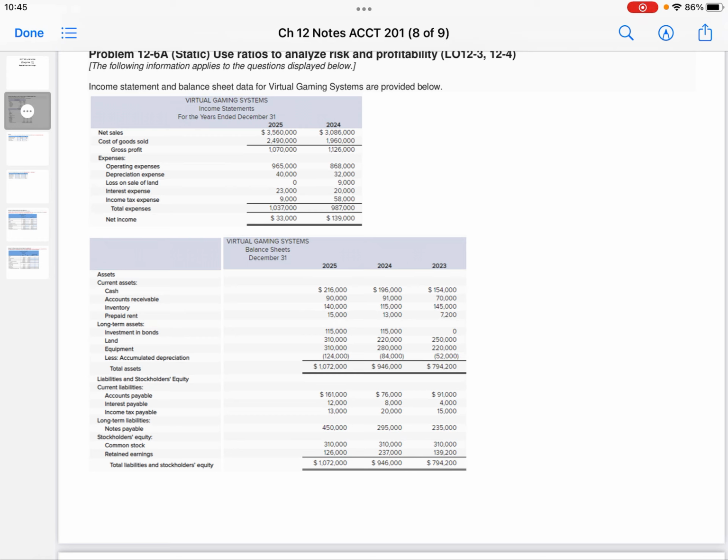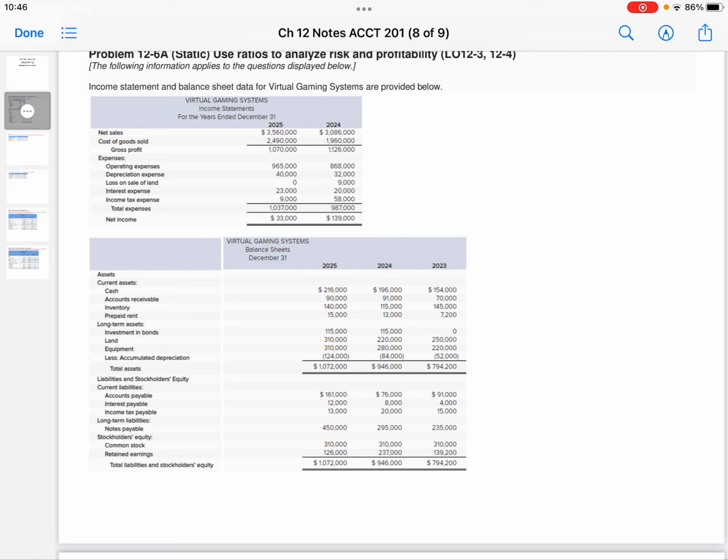So the company that we're looking at is Virtual Gaming Systems. We've been given their income statement as well as their balance sheet for the year, for 2 years. So this is a comparison. For the income statement, I've got 2 years, and the balance sheet actually is 3 years.